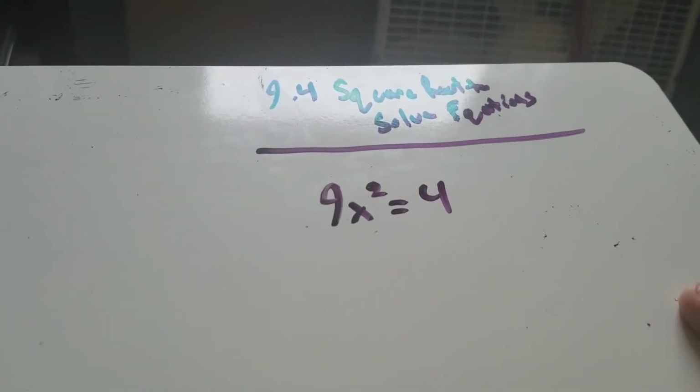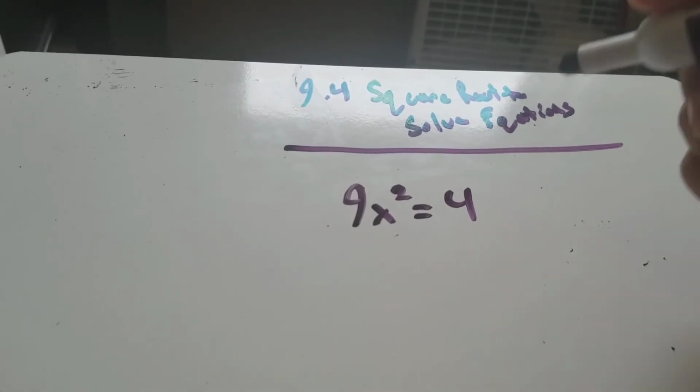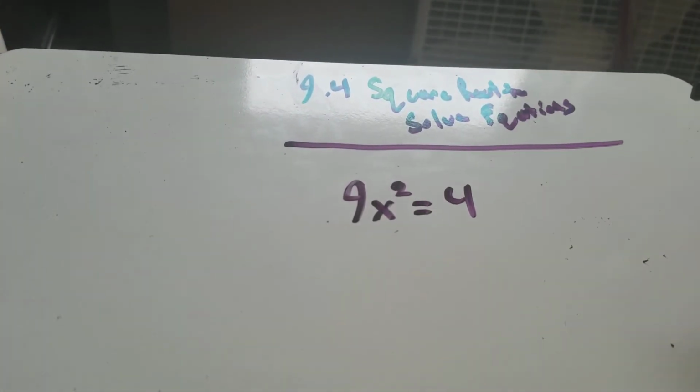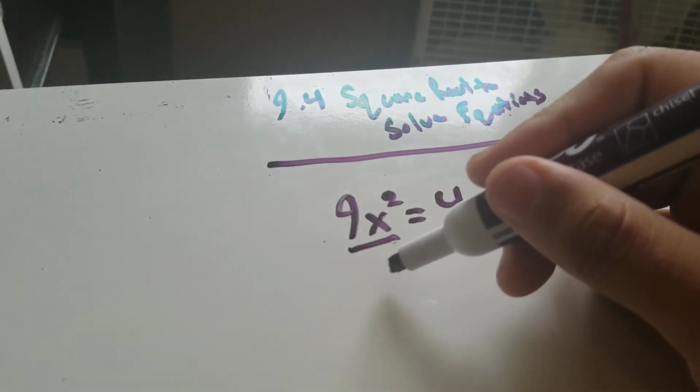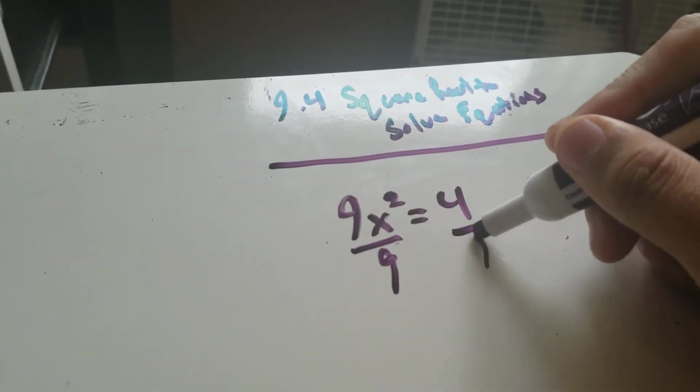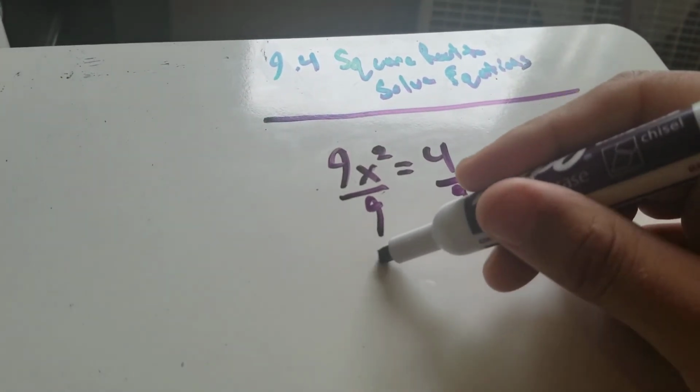All right, our next question is 9x squared plus 4. So 9x squared plus 4, what do we have to do on both sides? Well, seems like I have to divide by 9 to get the x squared by itself.